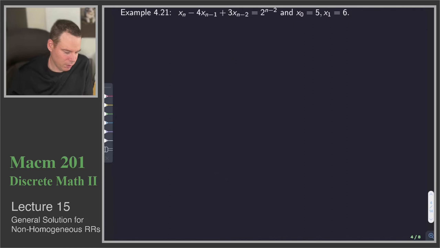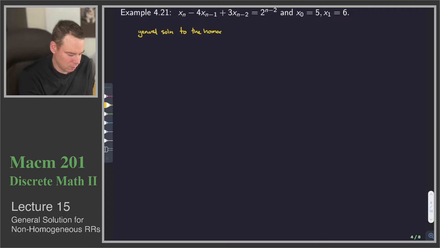So let's go ahead and do another example. So we've got a second order recurrence relation, and it's non-homogeneous because, again, we've got this non-zero term. We've got a couple of initial conditions, second order, two initial conditions. Let's solve it. And we're going to use the same technique. So the first thing we're going to do is find the general solution to the homogeneous equation.